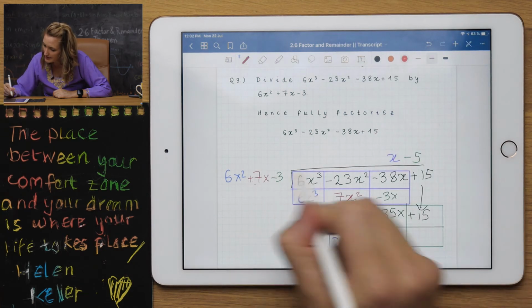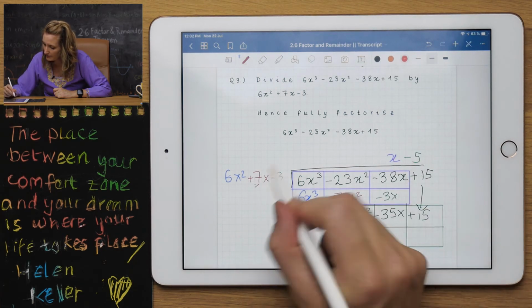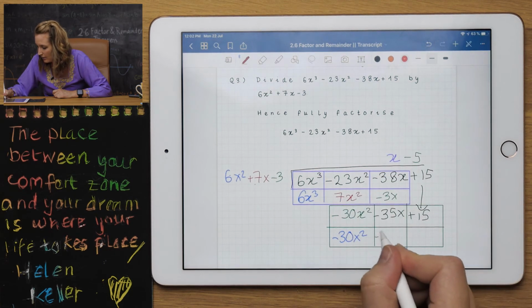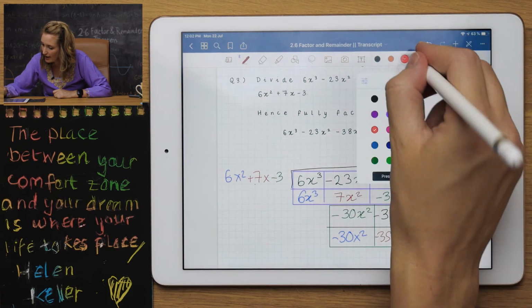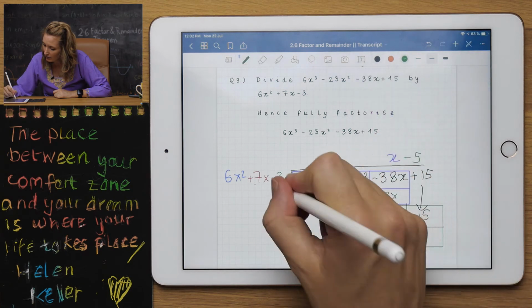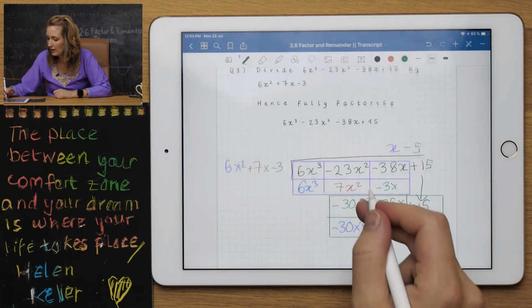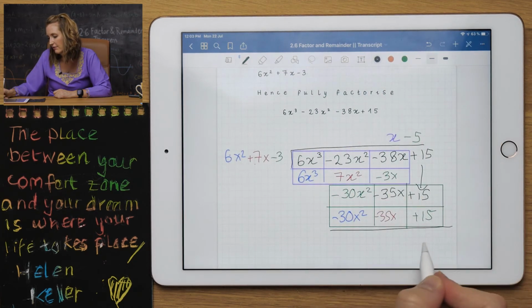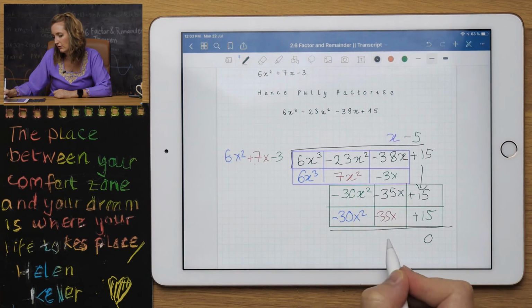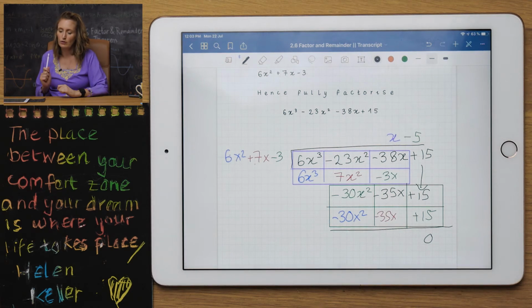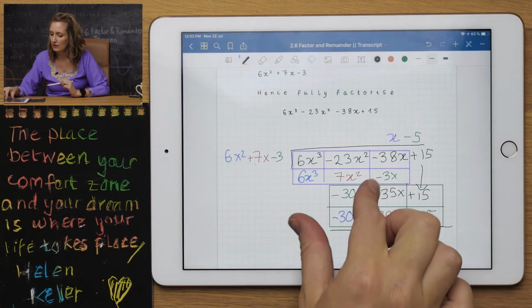Plus 7 times minus 5 plus 7x would be minus 35x. And the last one in green, minus 3 times minus 5 is plus 15. You can see that that's actually going to have a 0 remainder. All of these would be 0. So that's how you work when you have 3 terms in the divisor.